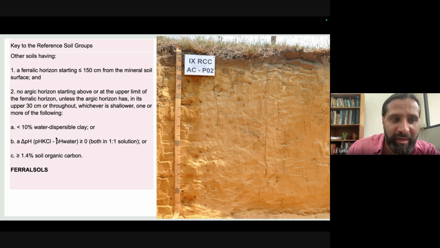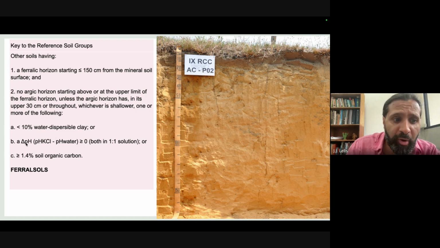First of all, less than 10% of water-dispersible clay. So I should register a low content of water-dispersible clay, showing that it has a strong structure, a strong grade. Or delta pH, that is pH in potassium chloride minus pH in water, equal to or higher than zero, or positive values, both measured in a one-to-one solution.